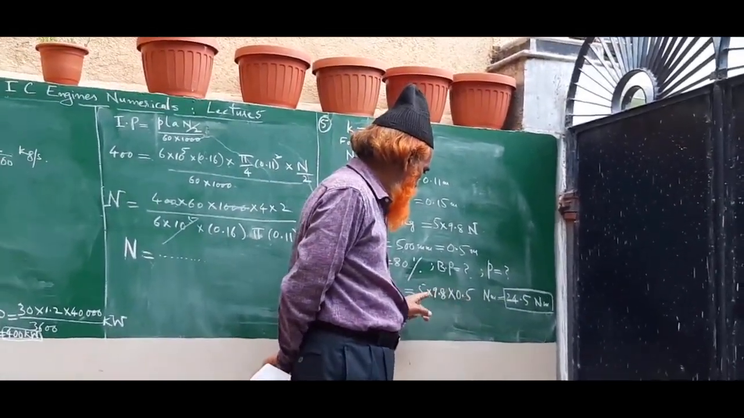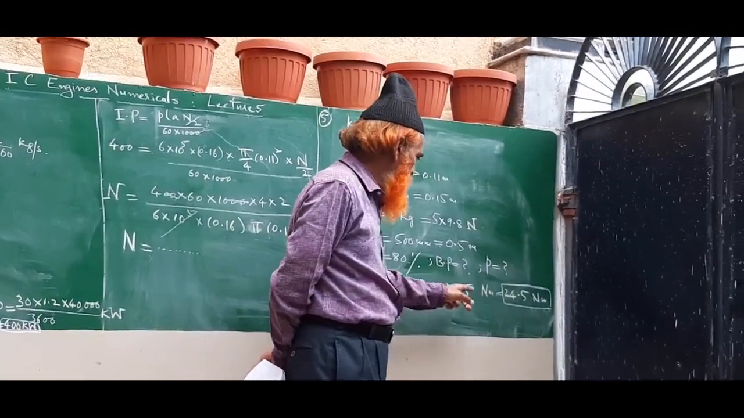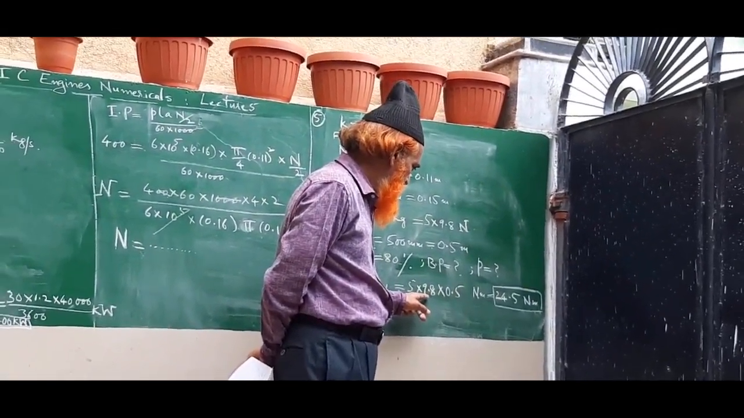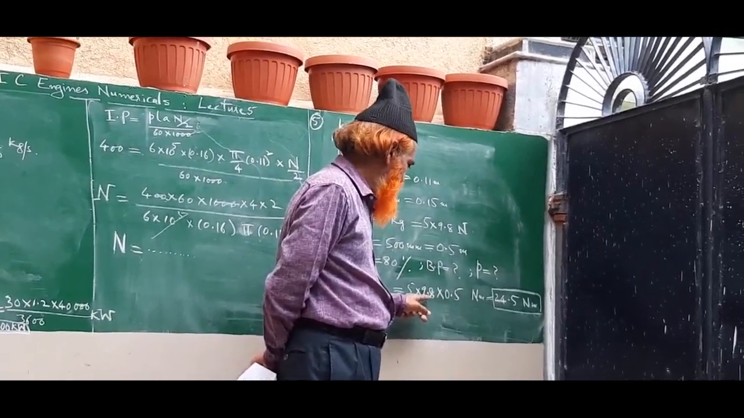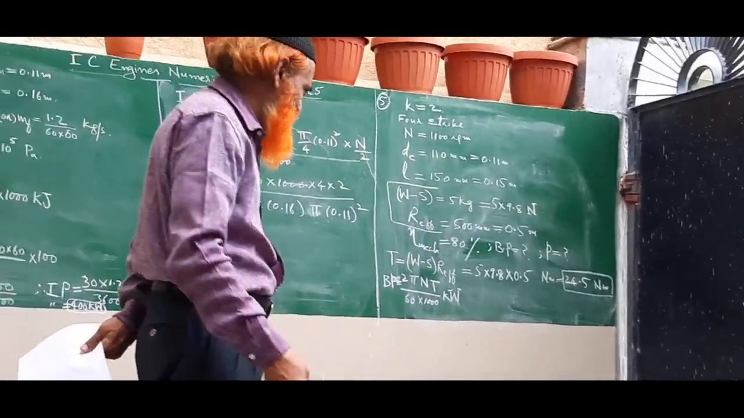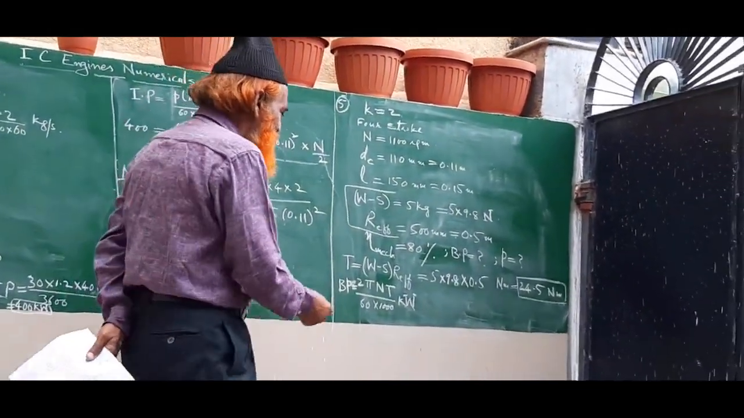It cannot be. 0.5, 0.5 into 5 is 2.5. 2.5 is to be multiplied. Yes. 2.5 into 10. 24.5 Newton meter. Correct. Very correct.